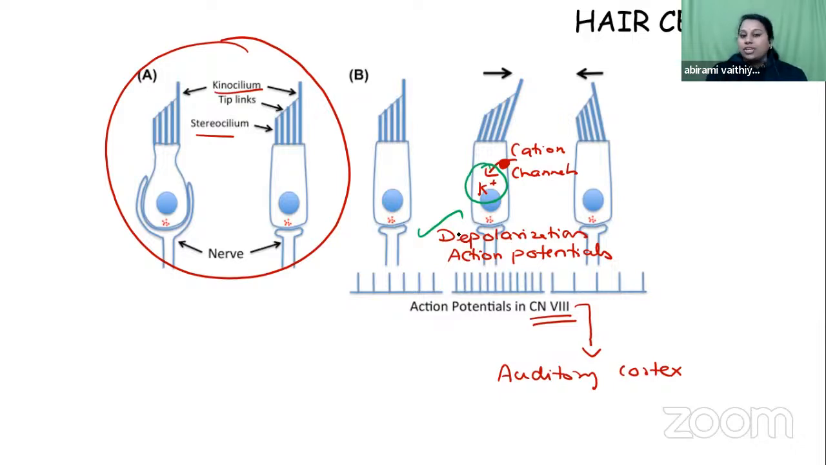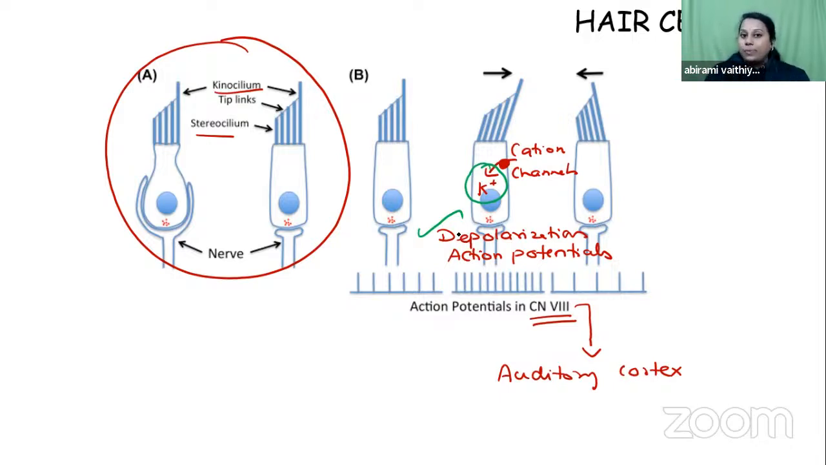This action potential is carried by the 8th cranial nerve, the vestibulocochlear nerve, into your auditory cortex. Where is the auditory cortex? Temporal lobe, near the ears. When it touches your auditory cortex, you're able to hear the sounds. This is the mechanism of hearing.